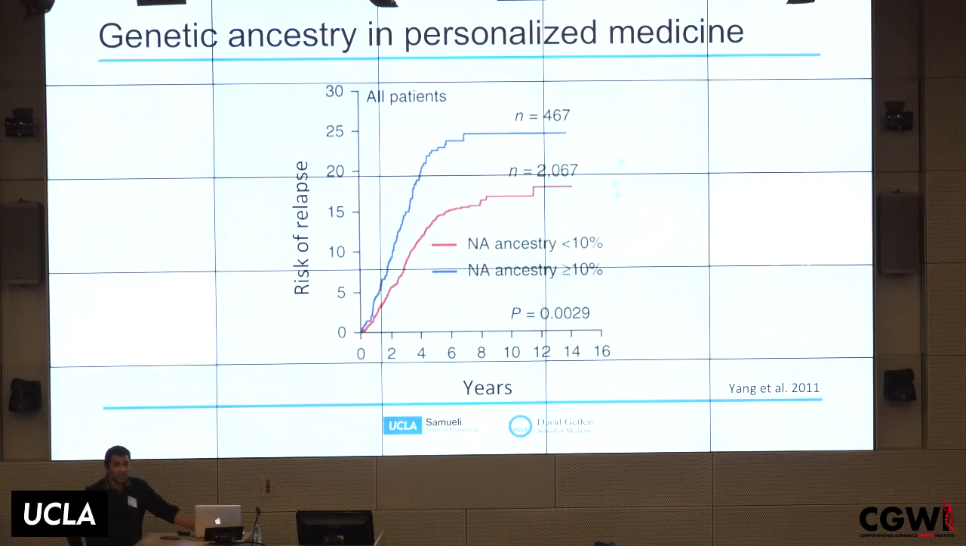Genetic ancestry, on the other hand, is also important. It can serve as a source of signal. It can serve as a biomarker in being able to predict certain classes of diseases.